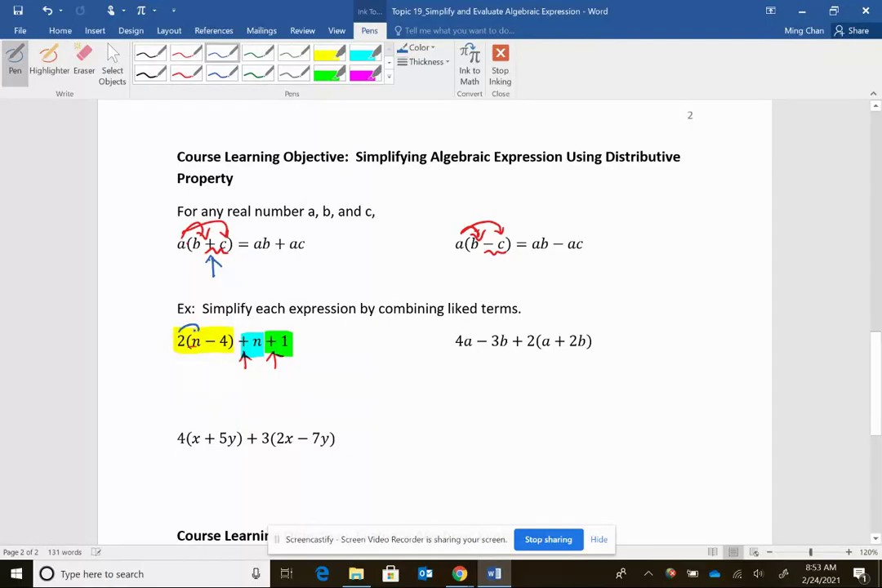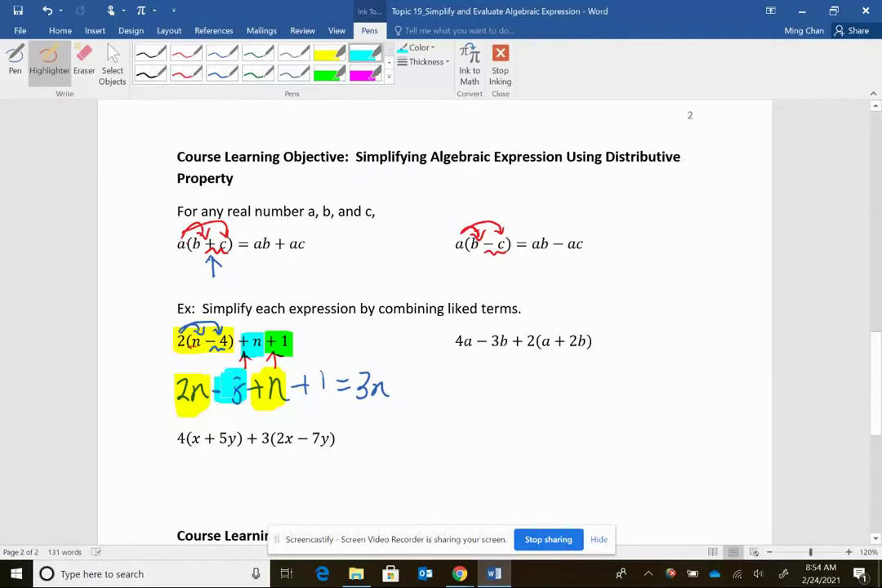So we say 2 times n, which is 2n. Then we say 2 times what kind of 4? I did not just say 2n minus. I say 2 times what kind of 4? Negative 4. 2 times negative 4 gives me negative 8. And that's my first term, distributed. My next term is positive n. My next term is positive 1. So now combine like terms. My 2n and positive n are like terms. So when I combine them, I say 2 plus 1n, and that gives me 3n.